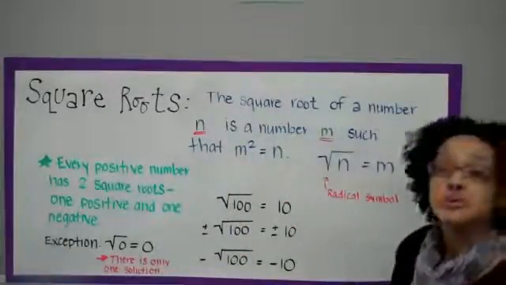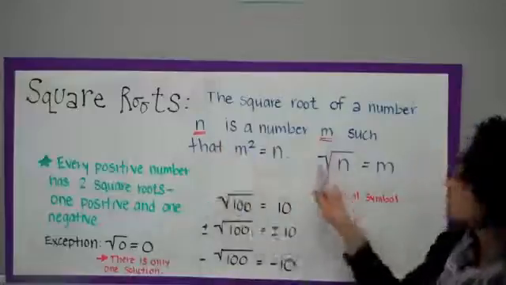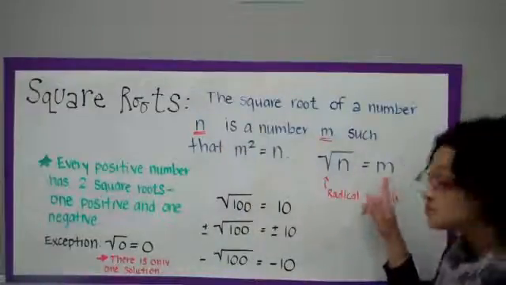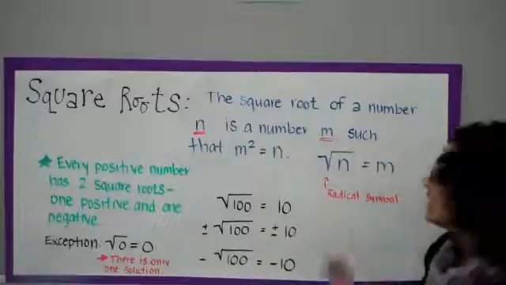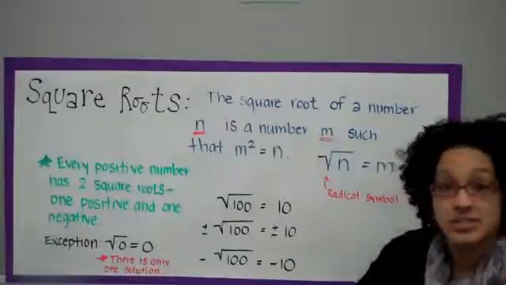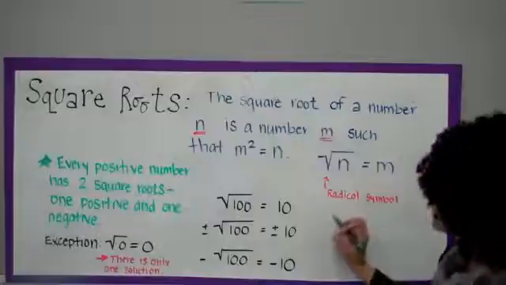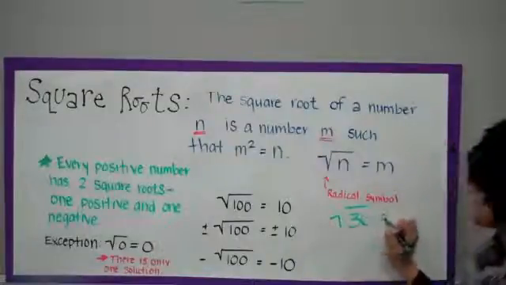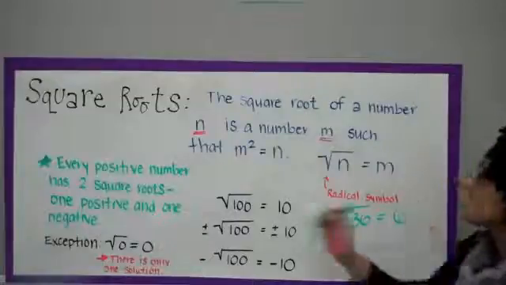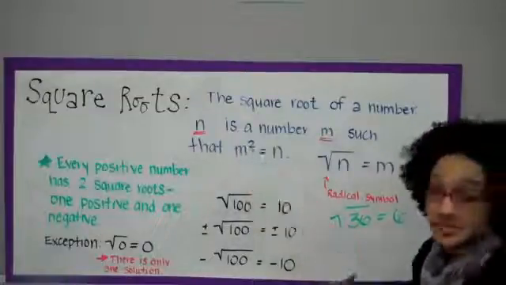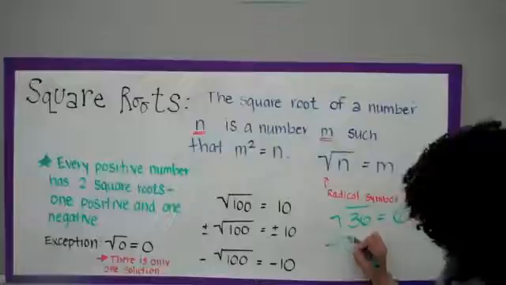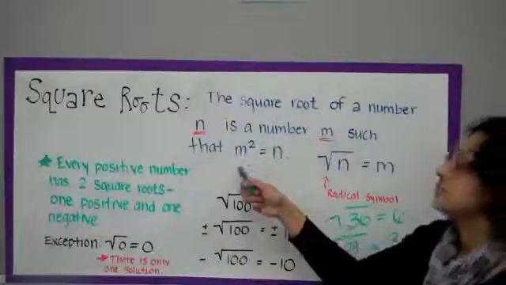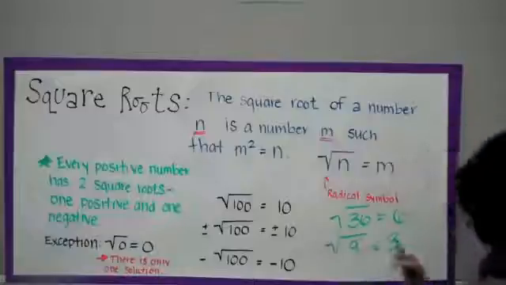So the square root of a number n, square root of n, is a number m, such that m squared equals n. I know that looks really crazy, so let's do a couple examples. The square root of 36 is 6, because 6 squared is 36. The square root of 9 is 3, because 3 squared is 9.